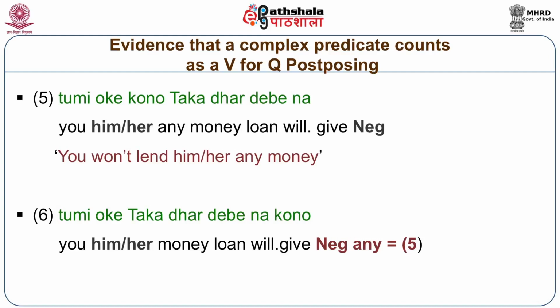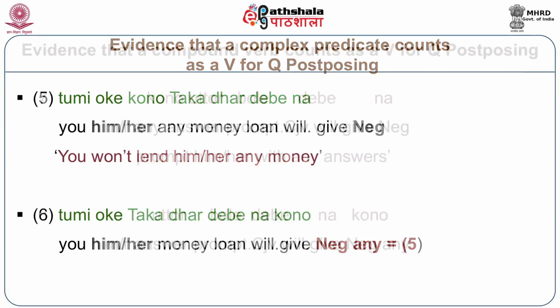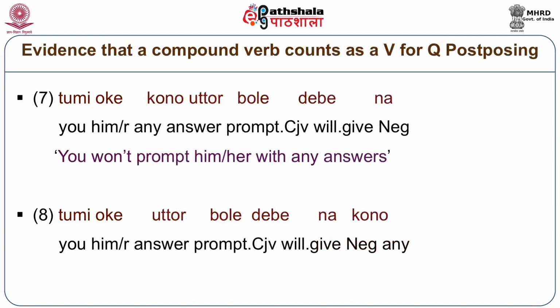The difficulty with this way of handling the data is that we are now forced to say, for the purposes of quantifier postposing, compound verbs are also single V's. Thus, if you take 7, you won't prompt him or her with any answers. Tumi oke kono uttor bole debe na. Here also it is possible to move kono to the right, as shown in example 8.